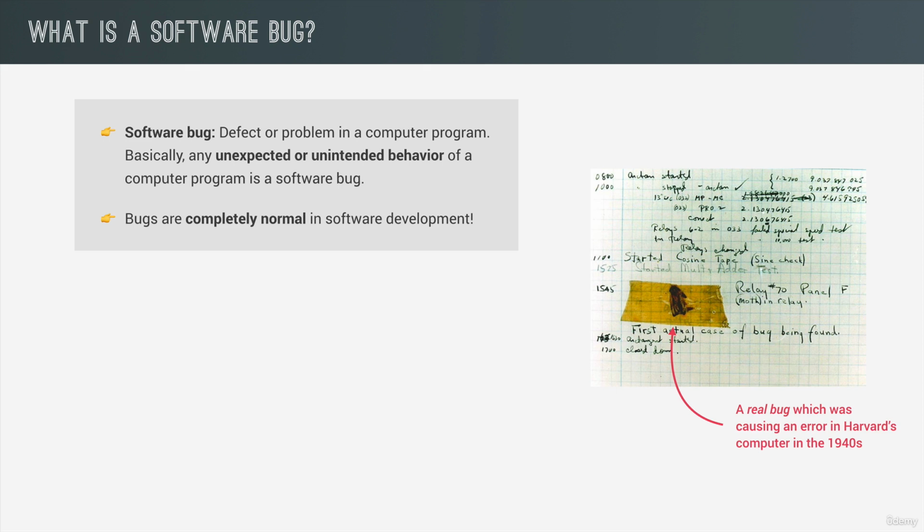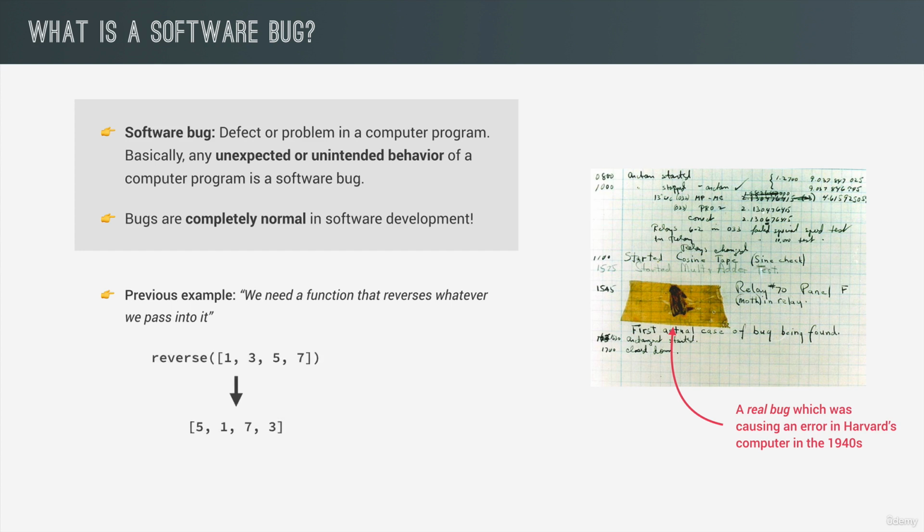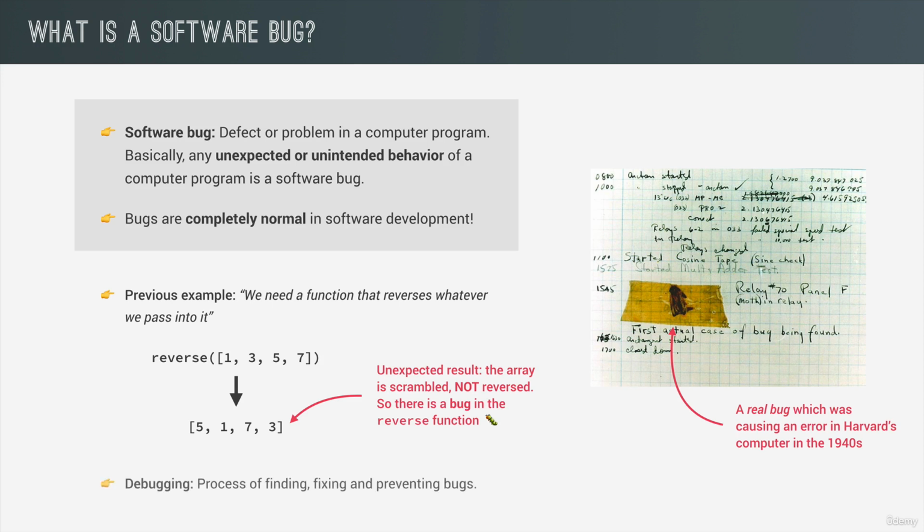So let's see a simple example. Remember, in our previous example, the goal was to reverse whatever was passed into the function. So let's say we finished writing the reverse function and call it with this array and get this result. But clearly something is wrong here, right? The returned value looks like scrambled, but not reversed at all. So this means that we must have a bug somewhere in our reverse function. Okay? To fix this, we use a process called debugging, which is essentially finding, fixing, and then preventing bugs. So let's see how that works.